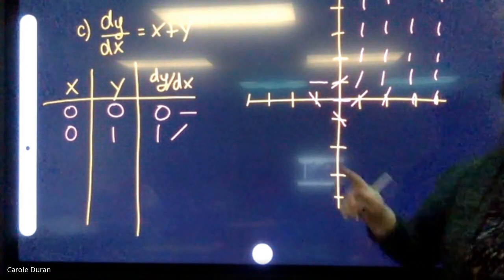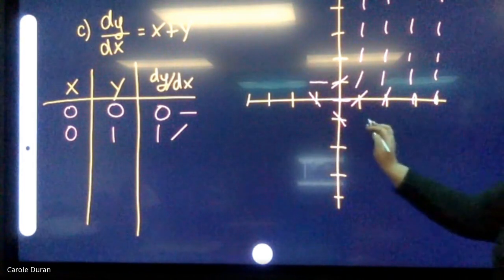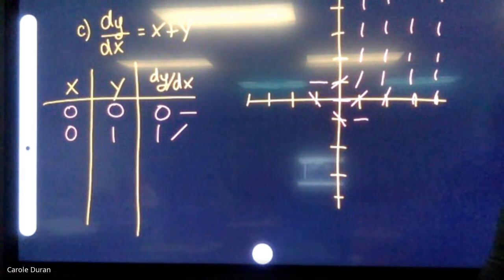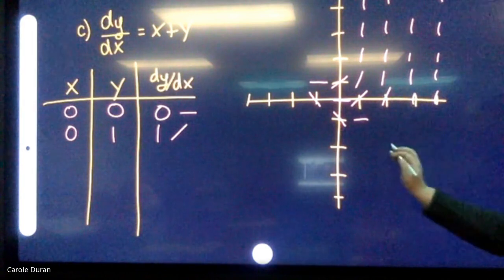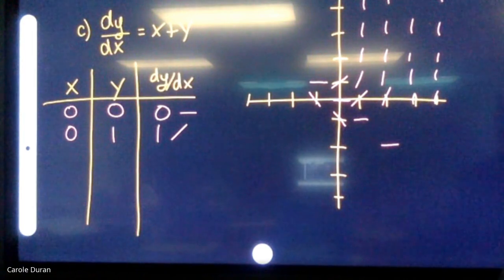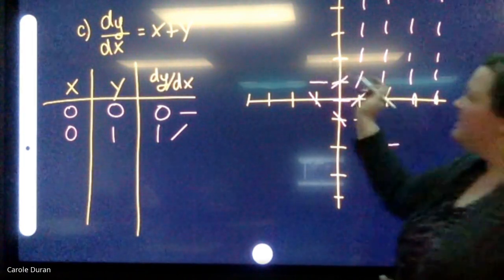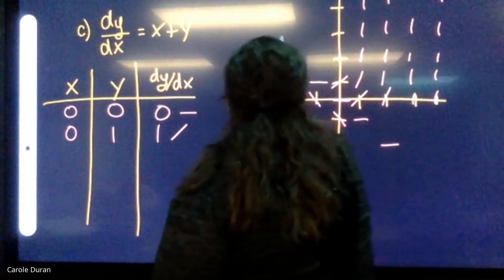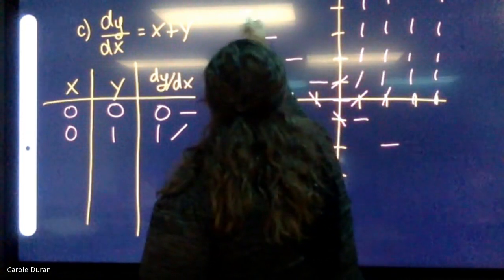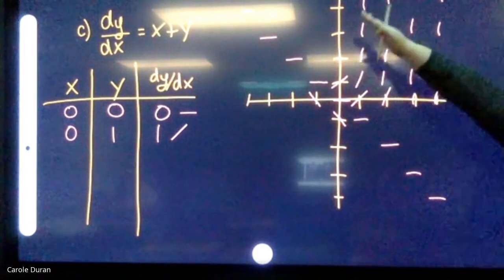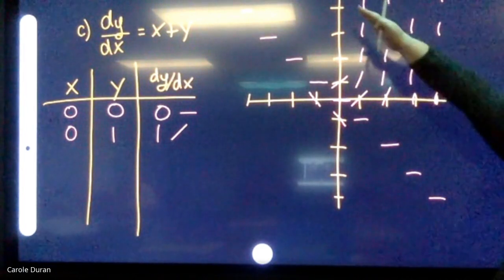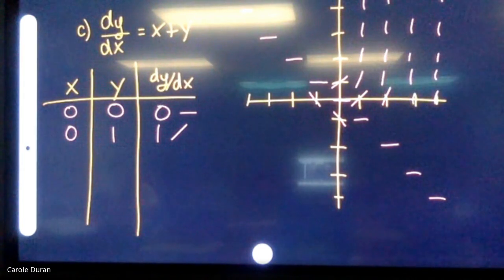I know the same thing's going to happen when I plug in 1, negative 1, because they're going to cancel each other out. I also know that's going to happen when I plug in 2, negative 2, because they're the same number with the opposite sign. So I notice that I'm going to have a diagonal here of just horizontal lines. By seeing that, I can actually see the pattern emerging where all of my lines are consistent across the diagonal. If you don't see it, you just keep plugging in points.